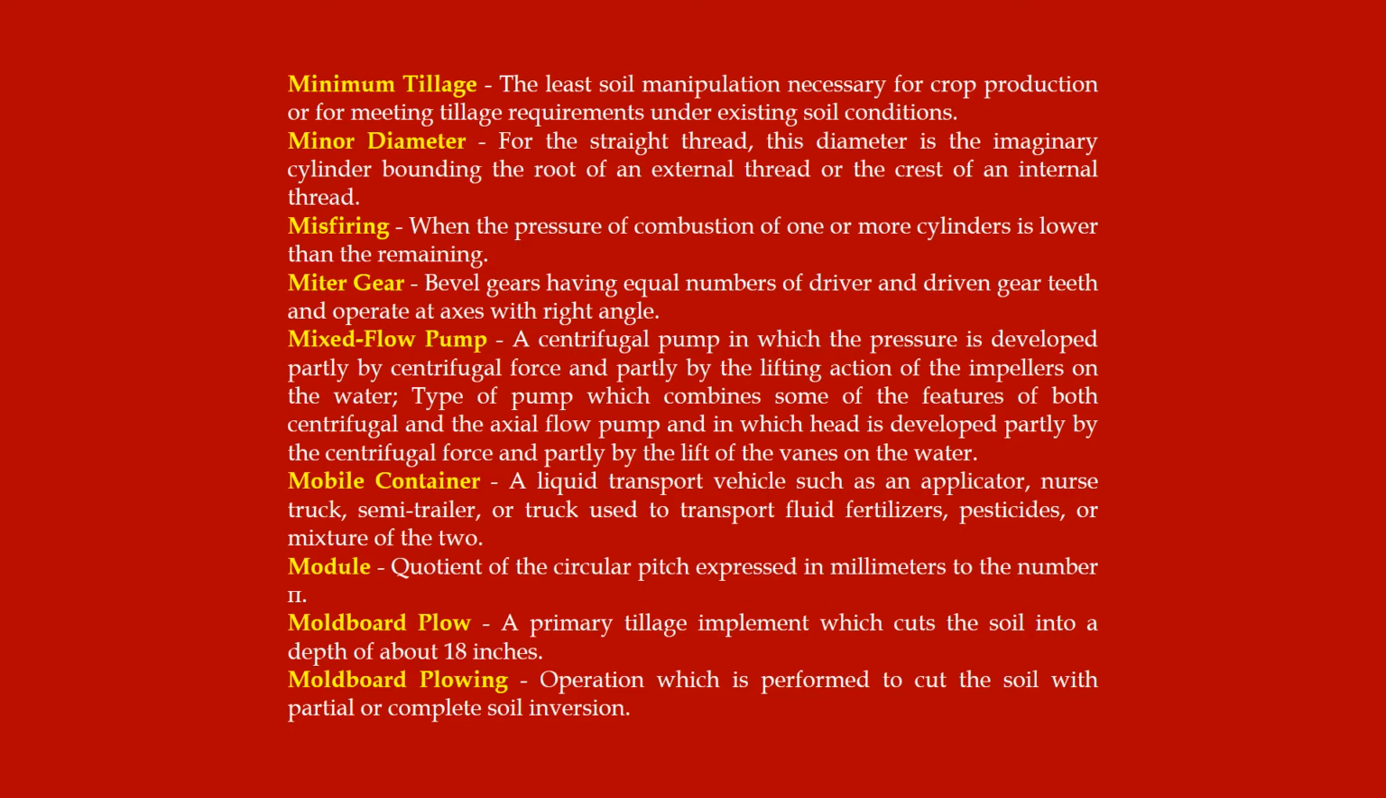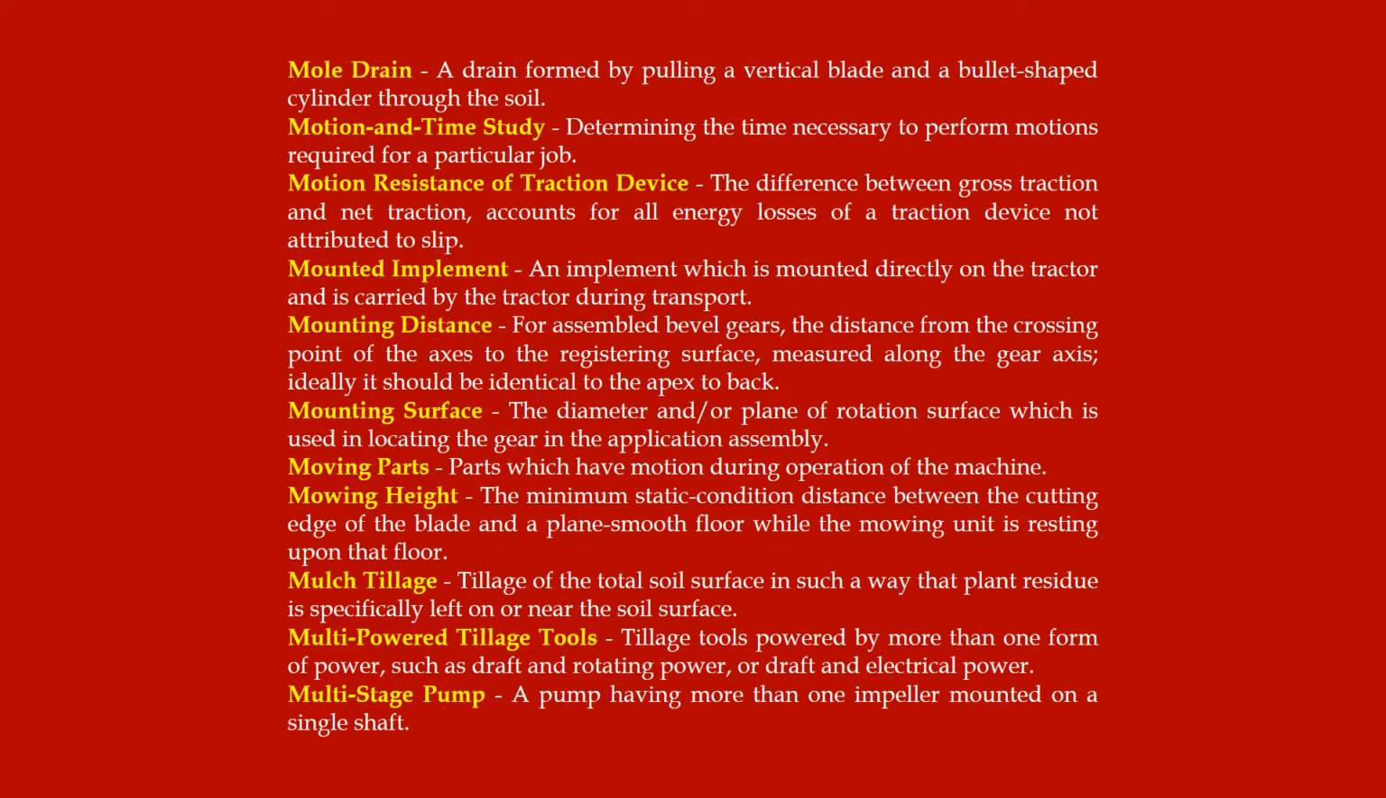Module. Quotient of the circular pitch expressed in millimeters to the number pi. Moldboard plough. A primary tillage implement which cuts the soil into a depth of about 18 inches. Moldboard ploughing. Operation which is performed to cut the soil with partial or complete soil inversion. Mold drain. A drain formed by pulling a vertical blade in a bullet-shaped cylinder through the soil. Motion and time study. Determining the time necessary to perform motions required for a particular job.